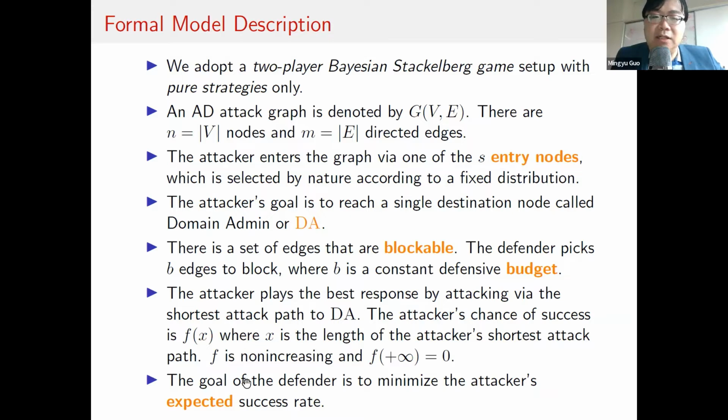Okay. And then the goal of the defender is to minimize the attacker's expected success rate, where expectation is taken over all the possible entry nodes. So for example, suppose there are 100 accounts, let's say 100 email addresses listed on the organization's front page, then maybe we could assume that every account has 1% chance of being the entry node.